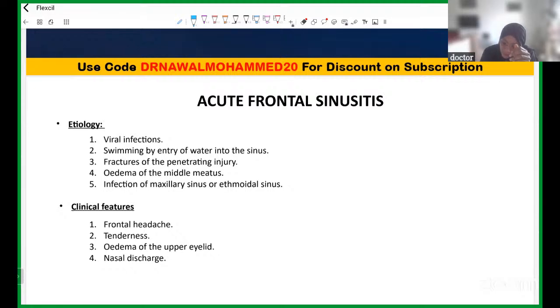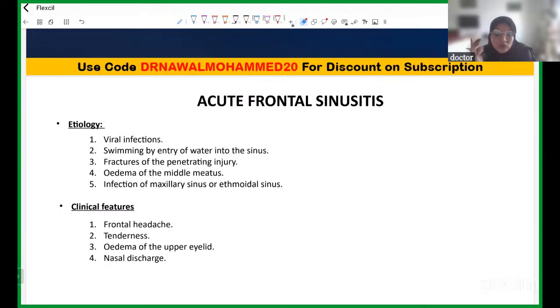So where is exactly the frontal sinus? Frontal sinus. Okay. The inflammation of frontal sinus is known as frontal sinusitis. Or due to some external trauma, like fractures or penetrating injuries, punches, anything. Or if there is an edema of the middle meatus. I hope everyone by now knows what I mean by middle meatus. Where do you see it? Which part of the nose does it belong to? And which openings does it have?